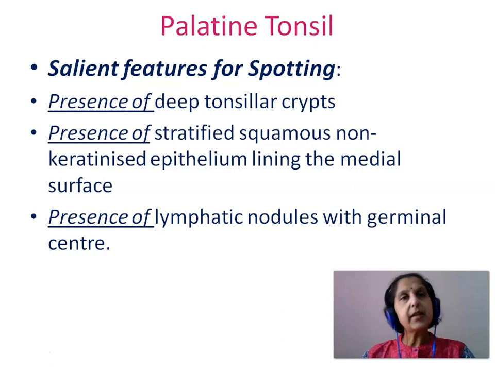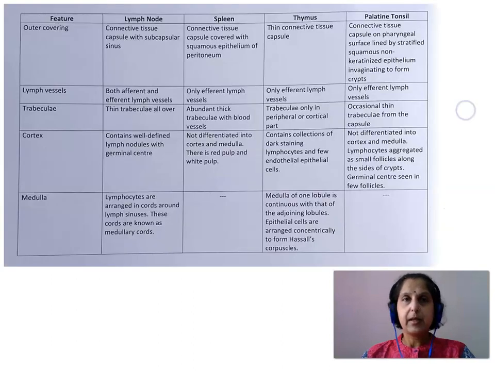Thus we have studied all the 4 slides of lymphoid tissue which are there for the exams. Let us now quickly see the difference between these 4 slides, that is, difference between a slide of lymph node, spleen, thymus and palatine tonsil.